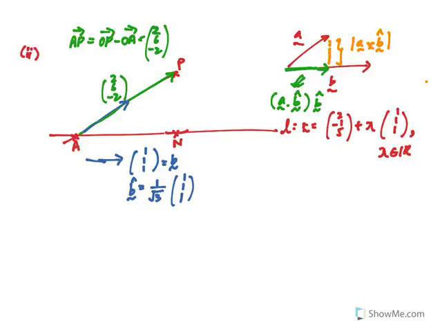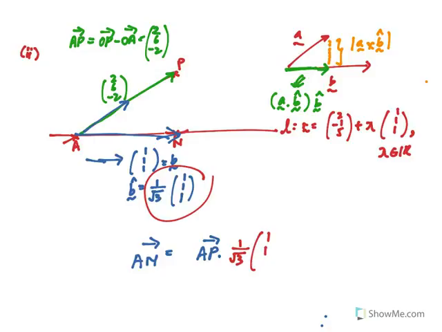So AN, this portion, we want to find AN. AN is none other than the AP dot product with the unit vector of AN, which is 1 over square root 3, 1, 1, 1. This is the scalar. After that, that's all. Add the 1 over square root 3, 1, 1, 1.